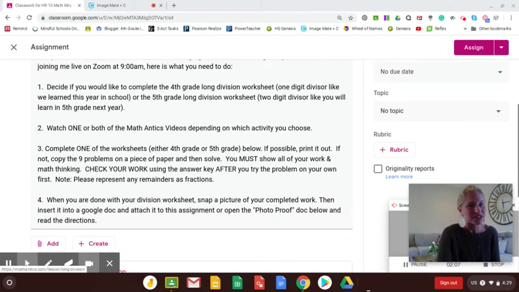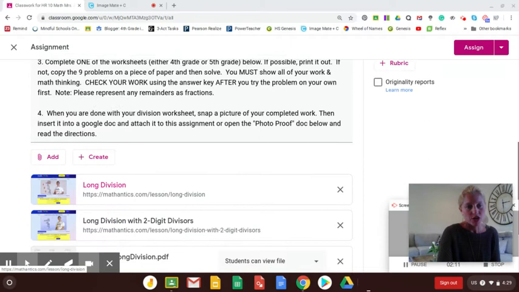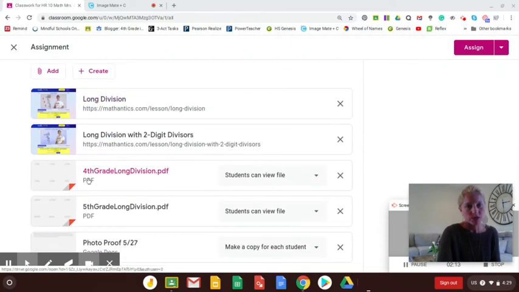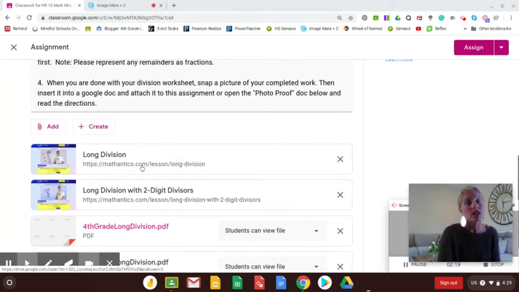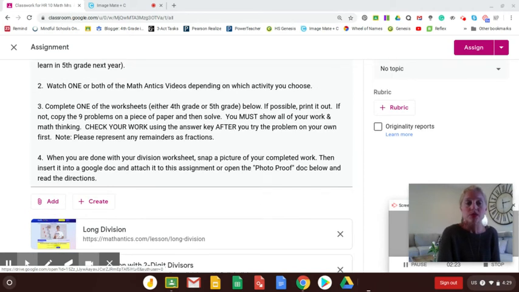After you're done watching the video, you are going to complete one of the worksheets. I'm going to show you them down here, this one is the fourth grade one, and this one is the fifth grade. And if you have a printer, it would be a lot easier if you could just print it out and complete it that way. If you do not have a printer, no worries, just copy. There's only 9 problems on both worksheets, so copy down the 9 problems and then solve.